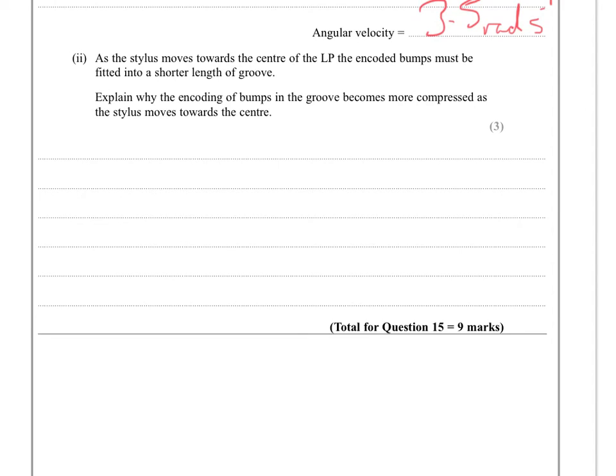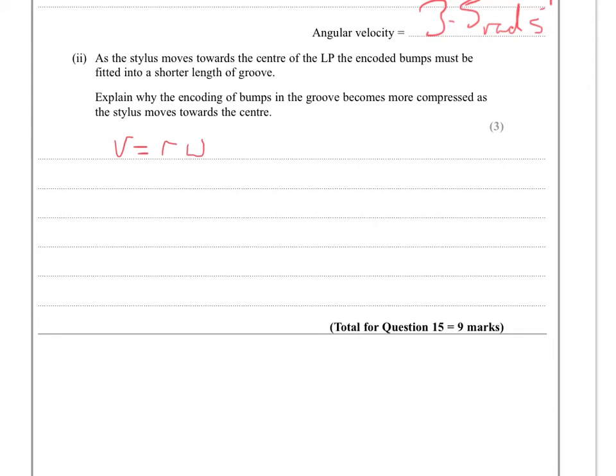Part 2. As the stylus moves towards the center of the LP, the encoded bumps must be fitted into a shorter length of groove. Explain why the encoding of bumps in the groove becomes more compressed as the stylus moves towards the center. Okay, so what we're trying to recognize here is that the linear velocity at a greater distance out near the edge of the record is going to be higher than the linear velocity closer in to the center, because all points on the record have the same angular velocity. So because v equals r omega, and omega is the same for all points on the record, they all go round 33 times per minute, then v is proportional to r in this case.